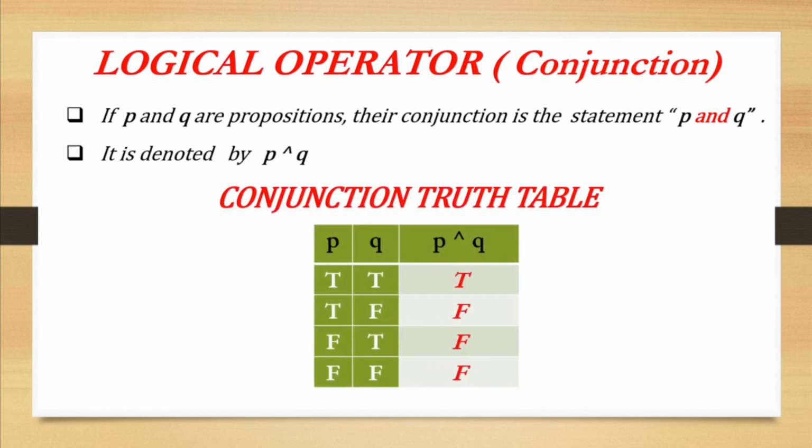As you have noticed in the table, all four possible combinations of truth assignments for P and Q are given, and it shows that the conjunction P and Q is true provided that P and Q are both true, otherwise P and Q is false.